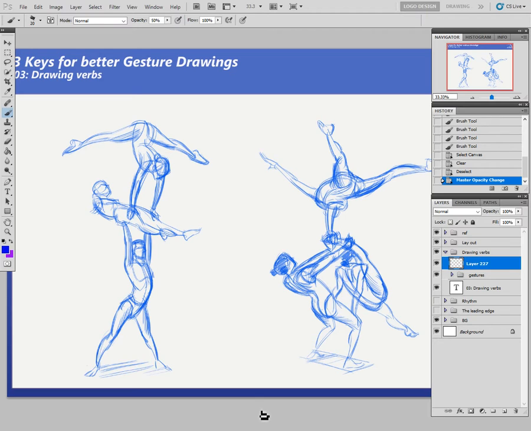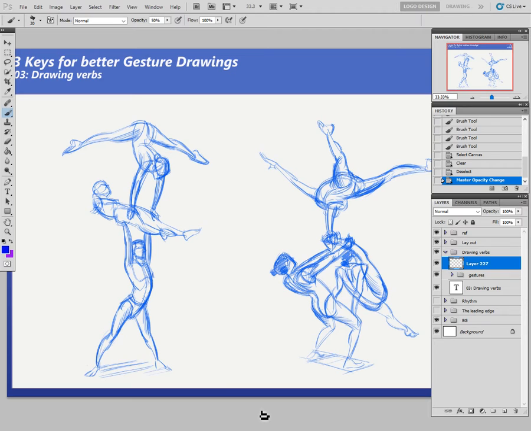The last key that I want to talk about is drawing verbs. Now what is that? Since we're talking about gesture drawing, the goal is really to capture the action of the figure. So whenever I'm drawing, I'm using line to communicate action.